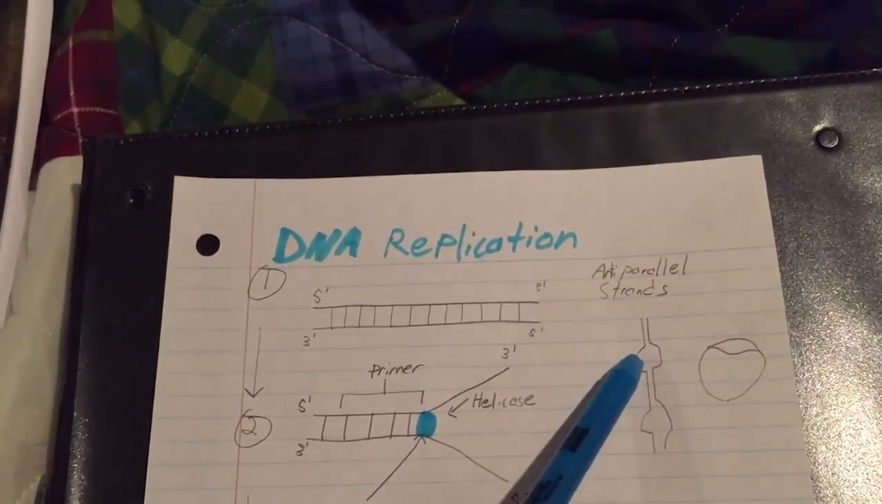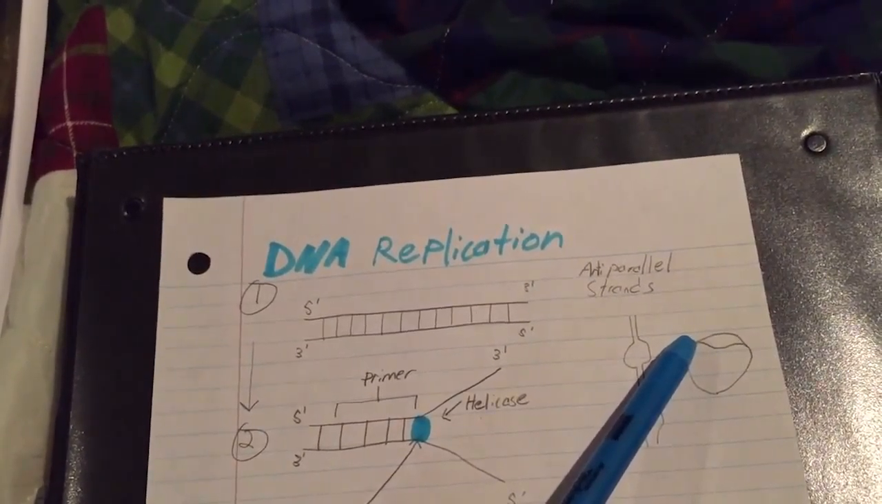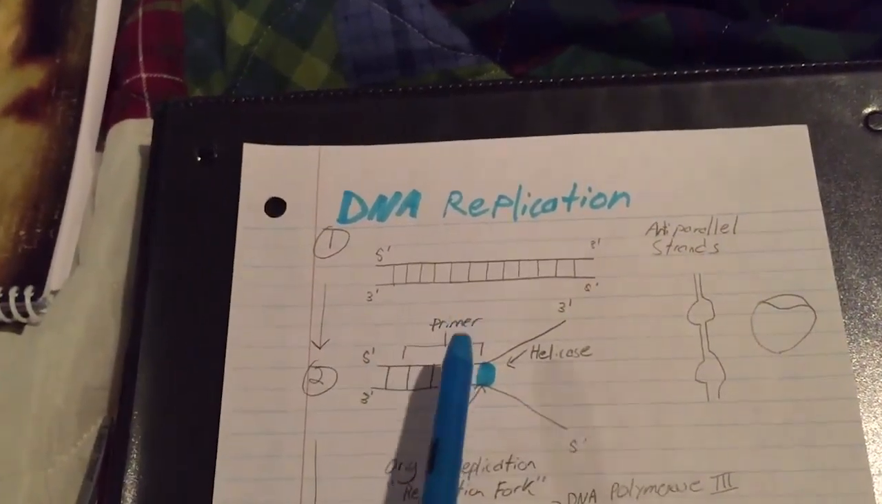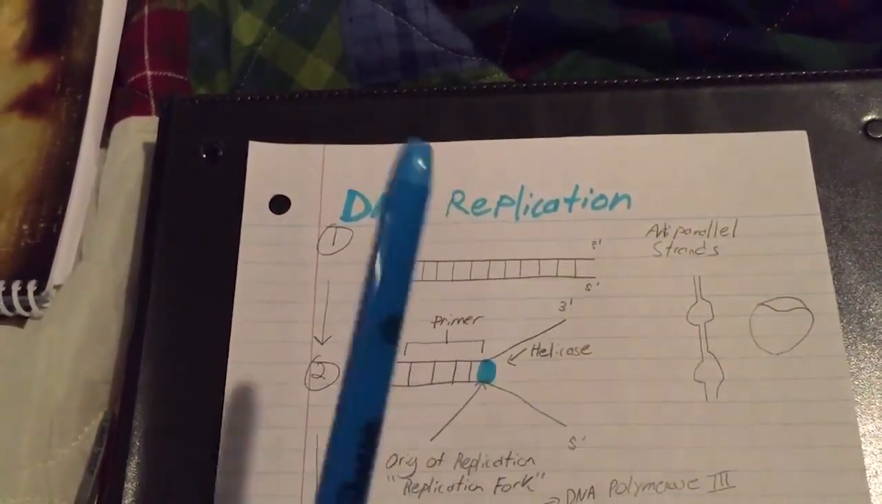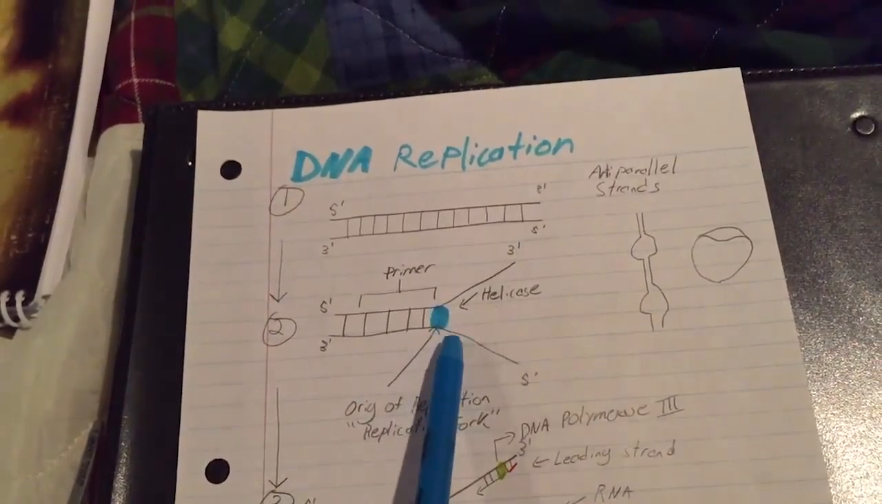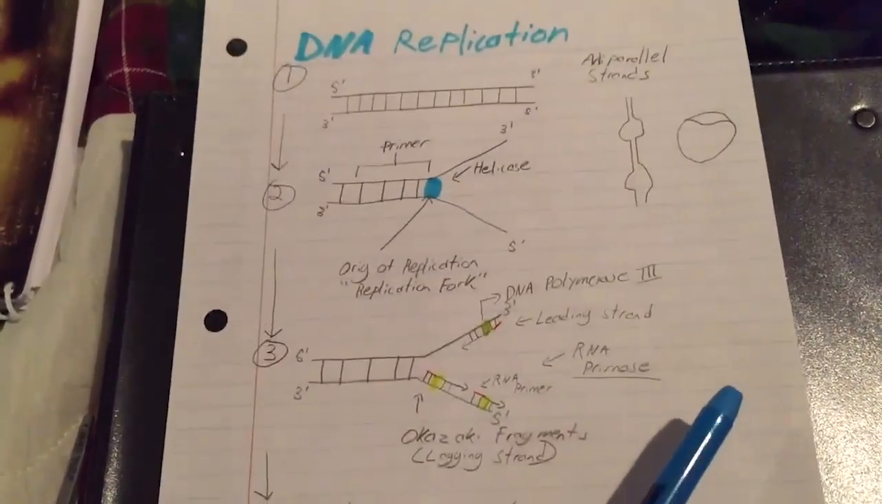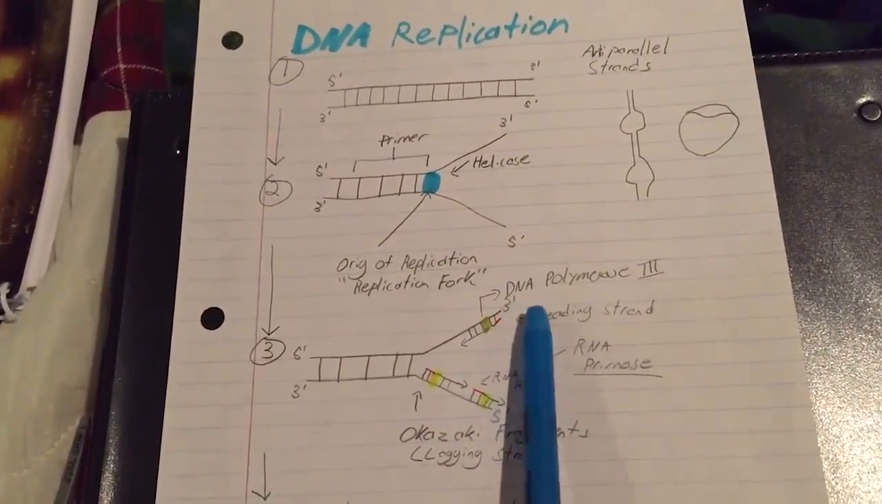In eukaryotes, there are multiple origins of replication. In prokaryotes, there's only one because it has circular DNA, and eukaryotes have linear. You have a primer, which is a signal for DNA to start replication. Helicase is the enzyme that separates each strand at the origin of replication. Either one of these strands can be a template.